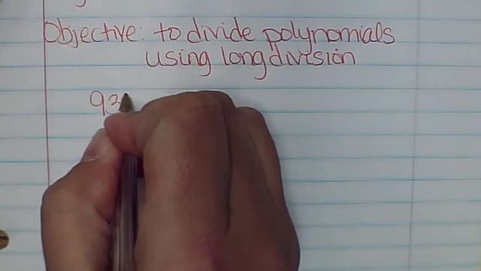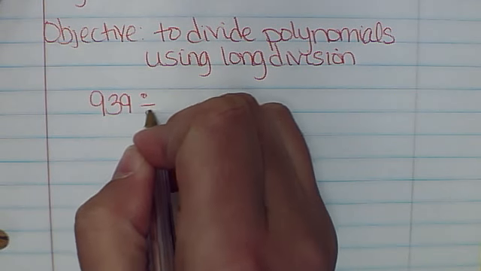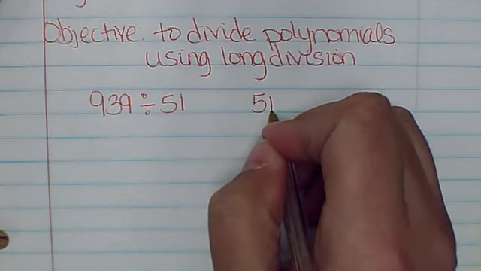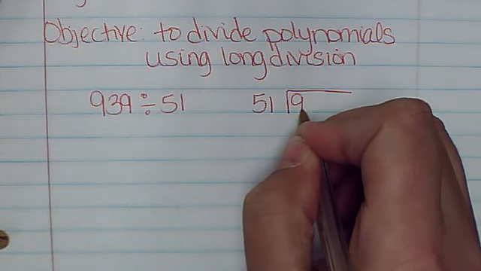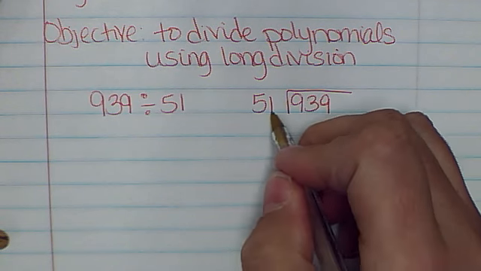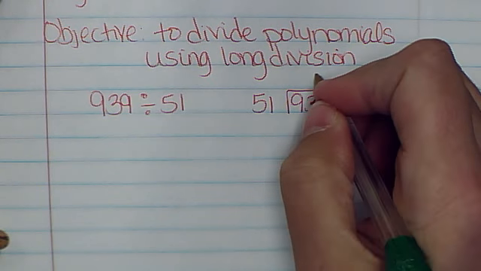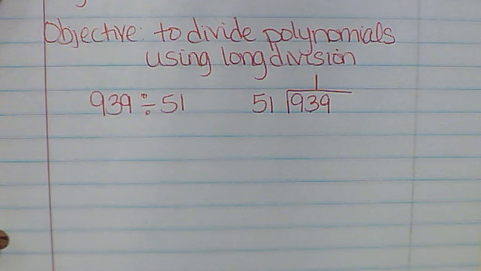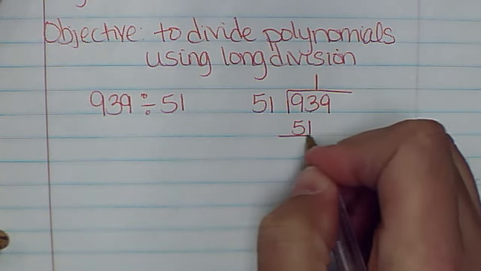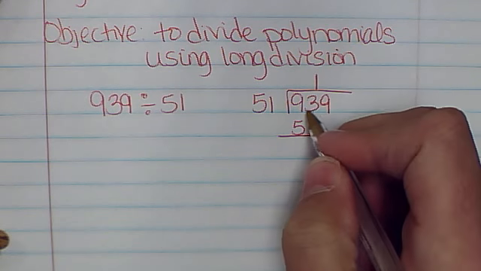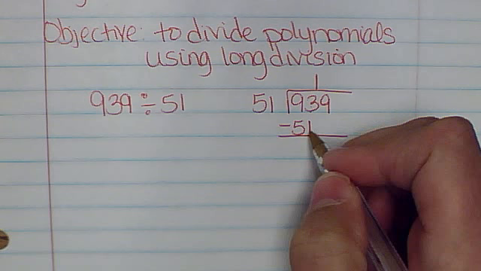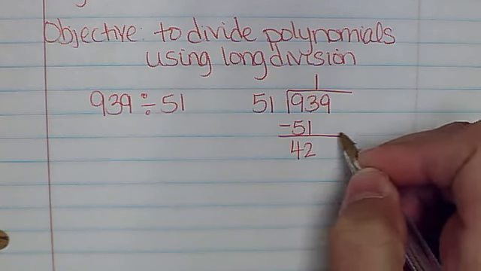So let's look at a problem that's just numbers. 939 divided by 51. To divide using long division, we put 51 on the outside, 939 on the inside, and we start dividing. When we divide 51 into 93, 51 goes into 93 one time, so I put the 1 up there. Then I multiply 1 times 51 and I get 51. Our next step is to subtract 93 minus 51, and you get 42.